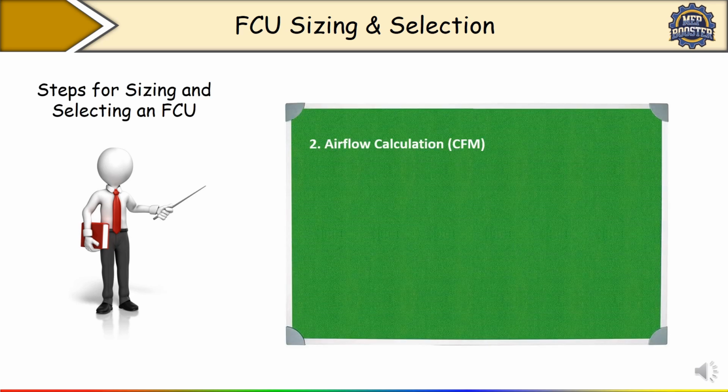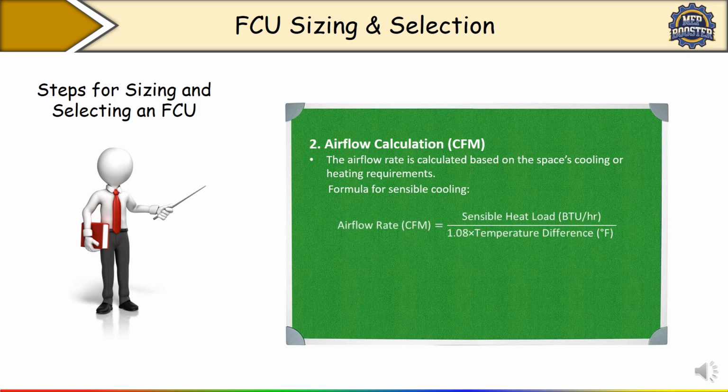Second step, find out the airflow CFM. Simple. The airflow rate is calculated based on the space cooling or heating requirement. So the formula which we have to use is given here. I have already explained why, in this formula, when we are calculating the airflow CFM, only sensible heat load is taken.